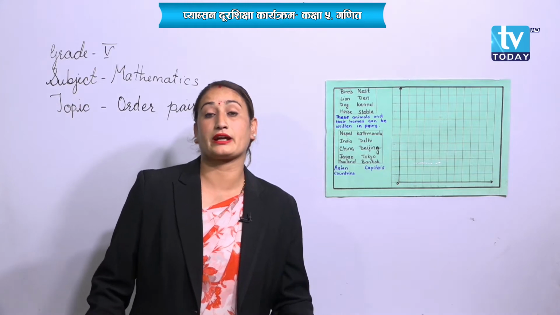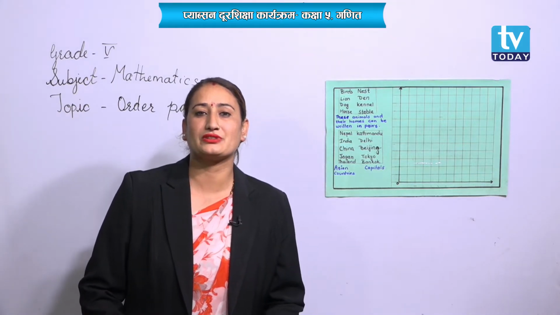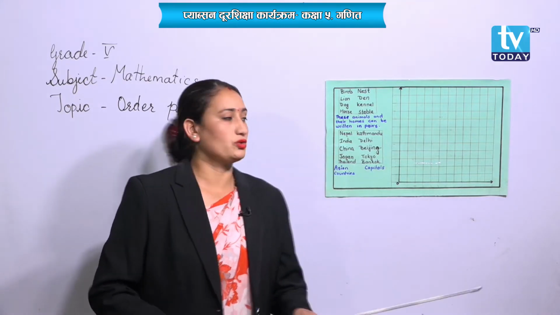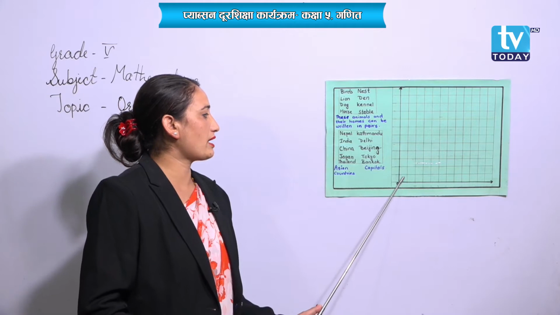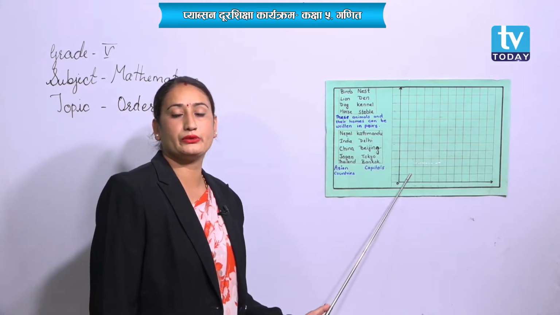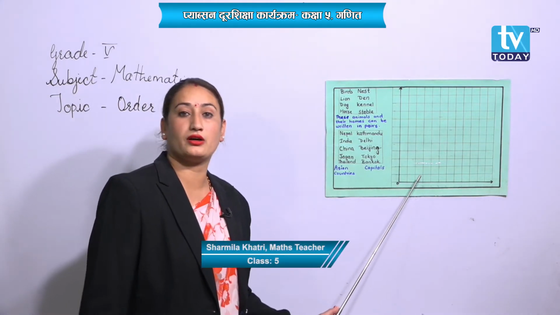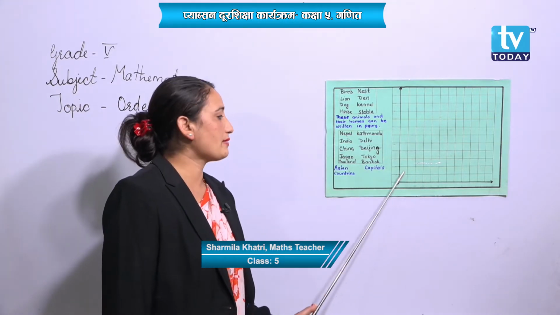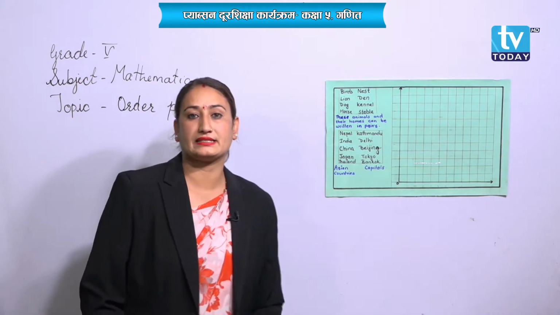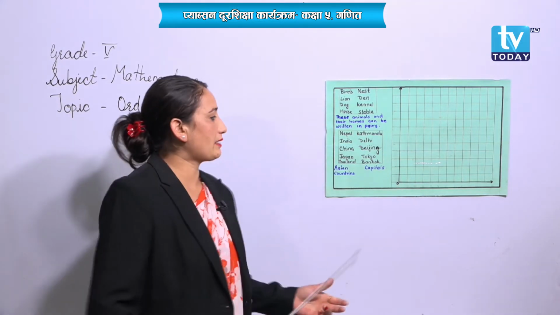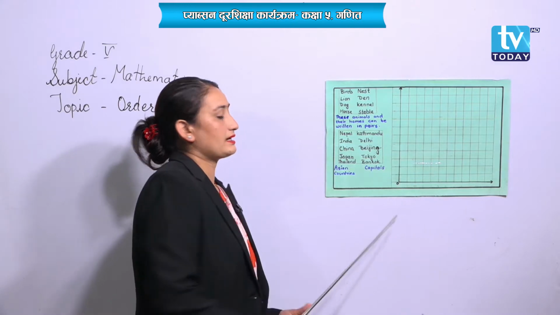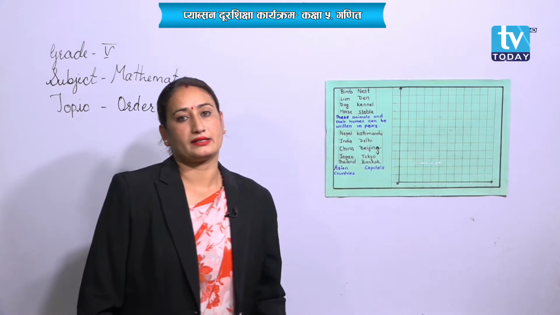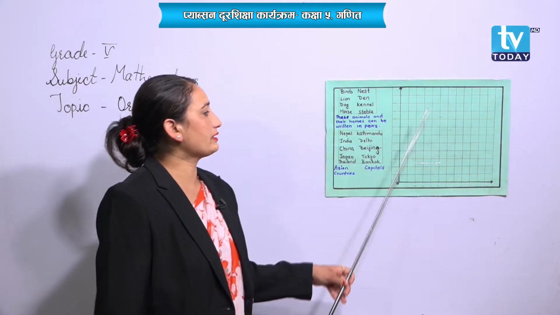If you don't have graph paper at home, you can use the maths notebook or square copy. This is one square, it's for one unit, one centimeter, or if you want, you can make it a meter also. One box is equal to one centimeter. That means all these boxes are one unit each. Got it? They are all squares. So, this is our graph.